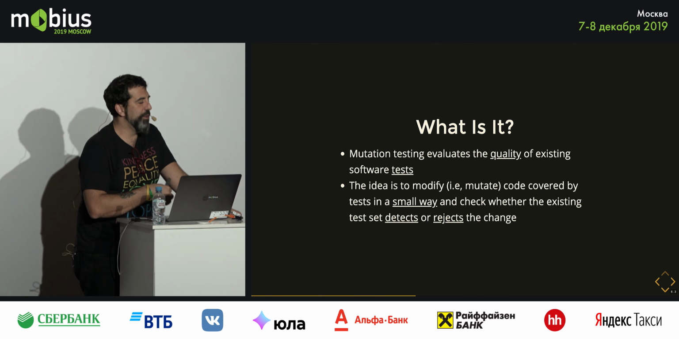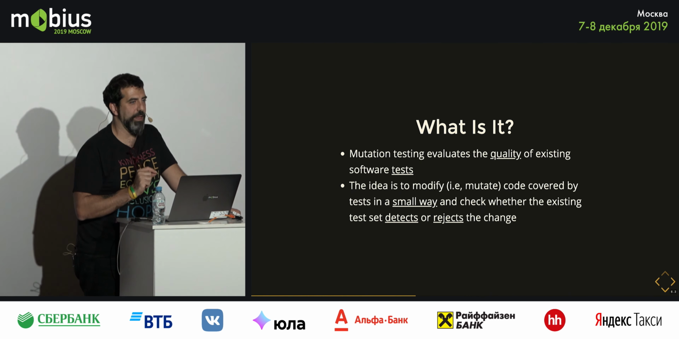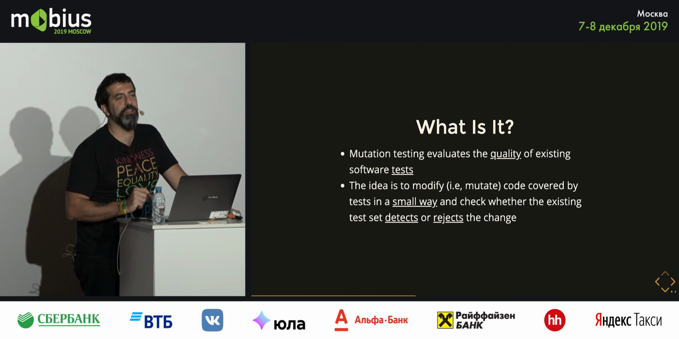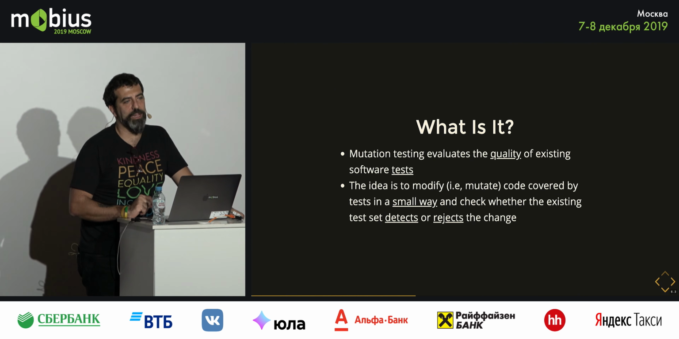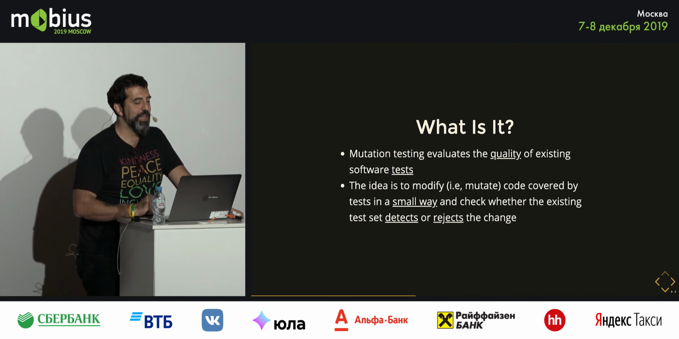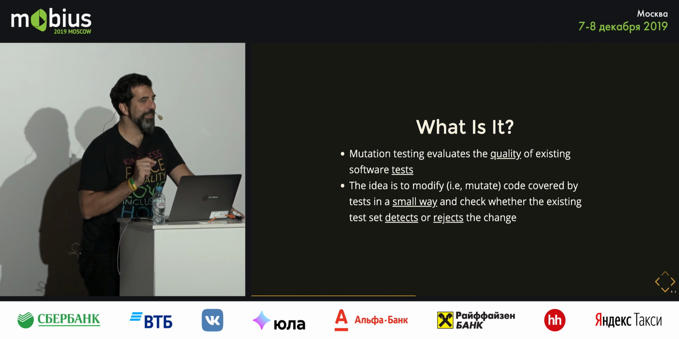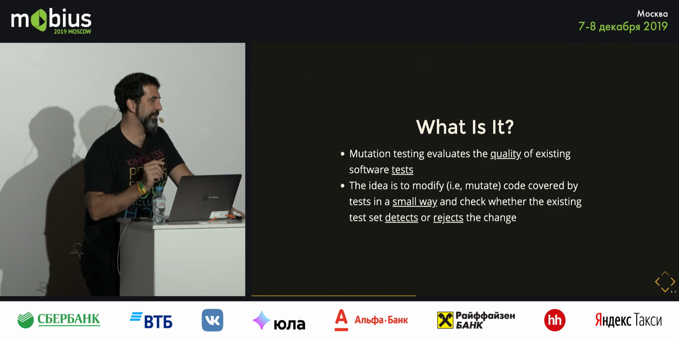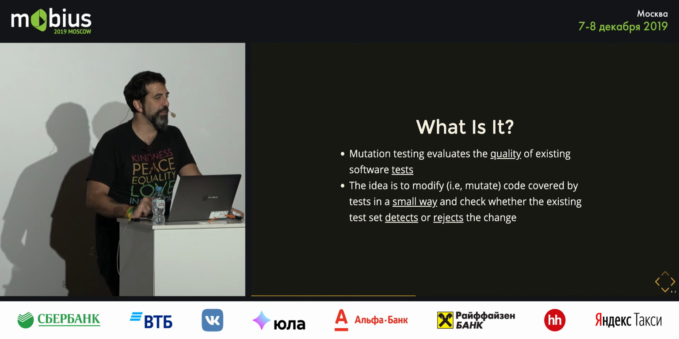The idea is to modify, that means mutate, the code covered by the tests in a very small, minimal way. Maybe flipping a value, maybe returning 0 instead of 1, or switching a plus with a minus, whatever minimal modification. And then detect if the tests are detecting or rejecting the change. What does it mean? It means that if the tests still pass, then there is a problem. The problem can be in the tests, and sometimes also in the way the source code is organized or designed.